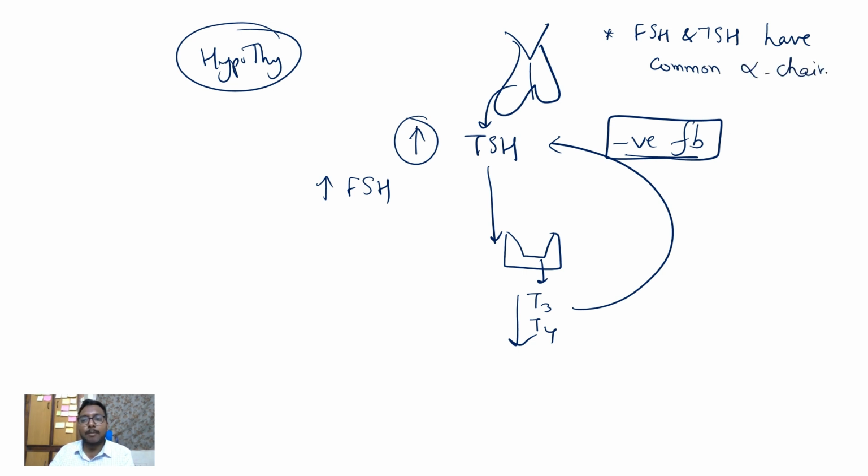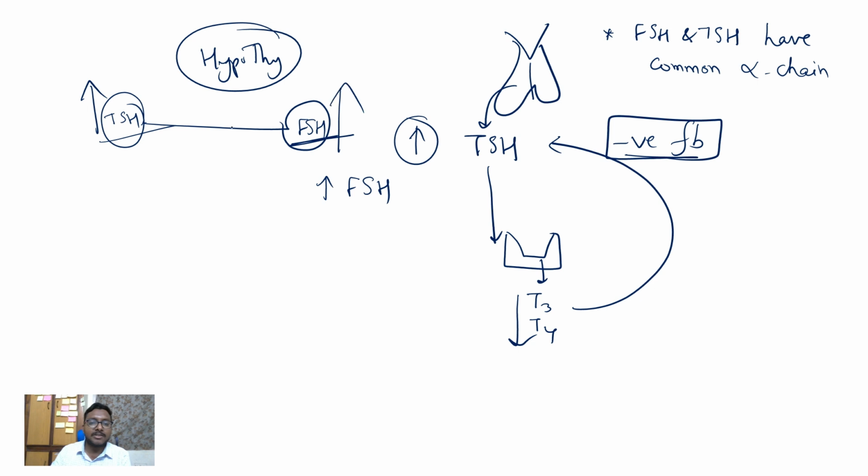This is the bottom line you should understand. What do you mean by that? So the structure of FSH and TSH has got a common alpha chain. So that is why whenever there is increase in TSH, FSH is also increasing. So this is the alpha chain. So both have common alpha chain.